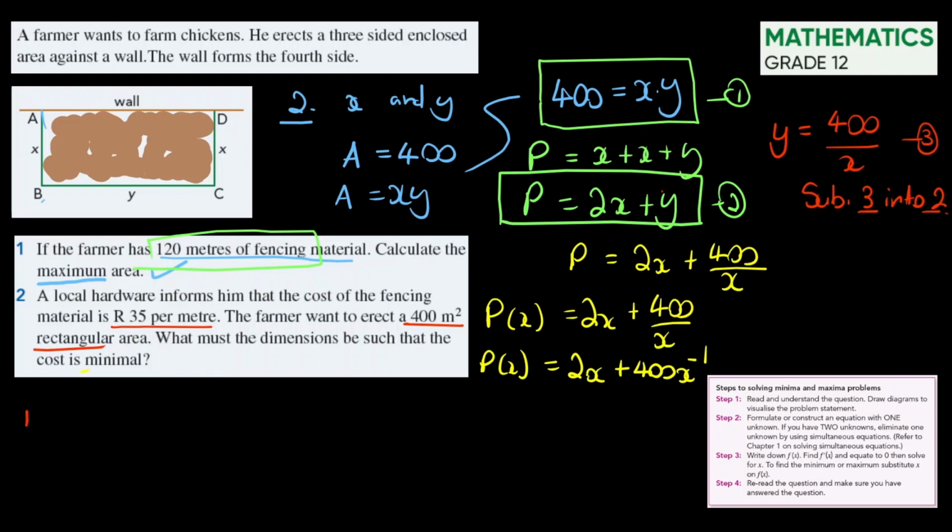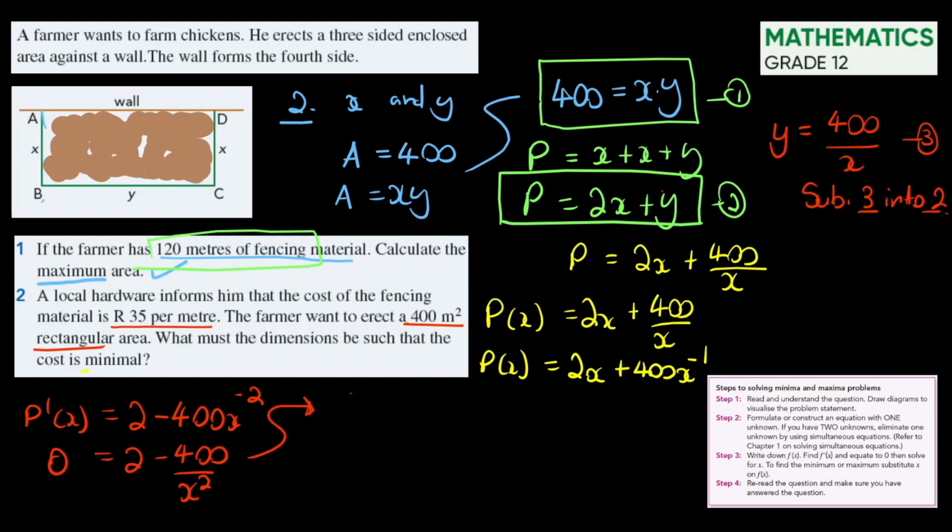Let's find the derivative. P prime of x will give us 2 minus 400 x to the power of -2. And we have to equate the derivative to 0. So we're going to do that: 0 is equal to 2 minus 400. I'll just bring the x to the bottom to eliminate the negative exponent. And now we need to solve for x.